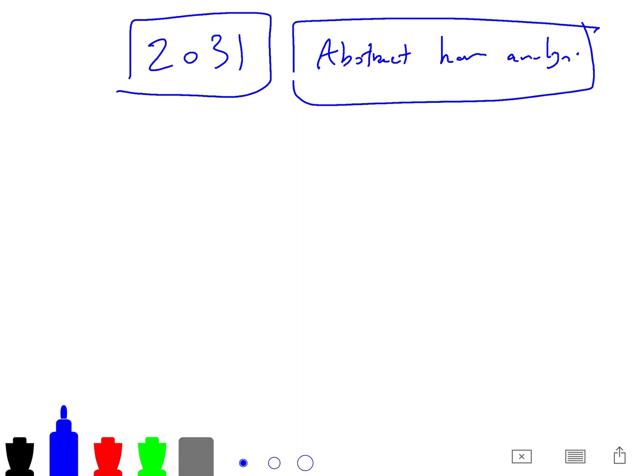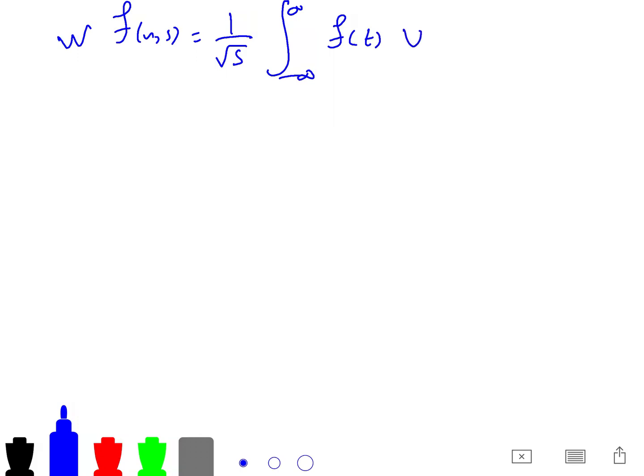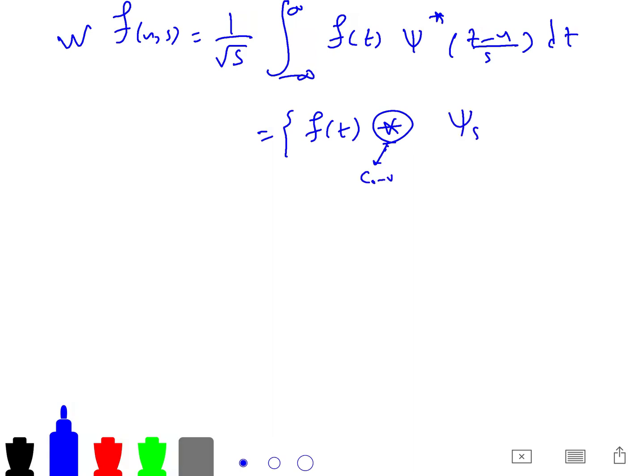And now I want to talk about how can we do discrete wavelet transform. The continuous wavelet transform is like this. W of f of u and s is 1 over square root of s, integral of f of t psi star, the conjugate, of (t minus u) over s dt. So it's just the convolution. This is convolution of psi s bar of t. And psi s is just 1 over square root of s psi of t over s.